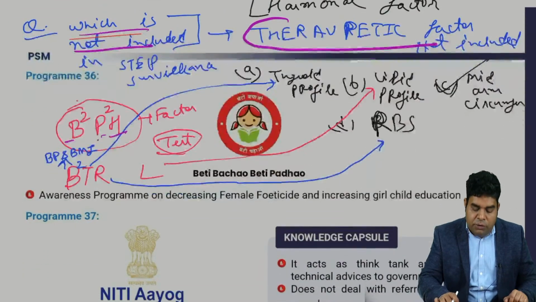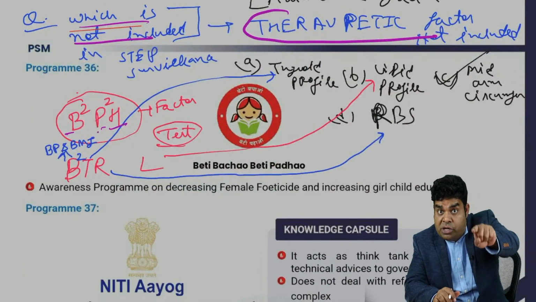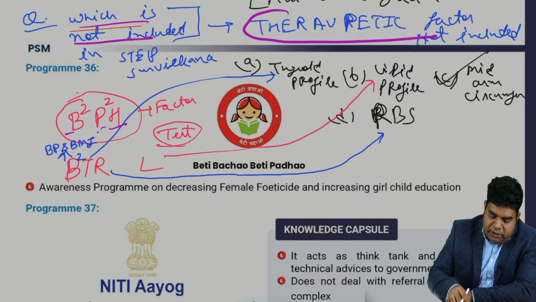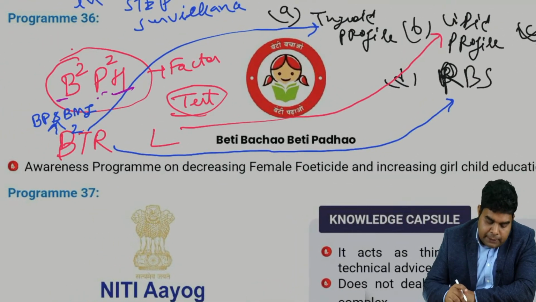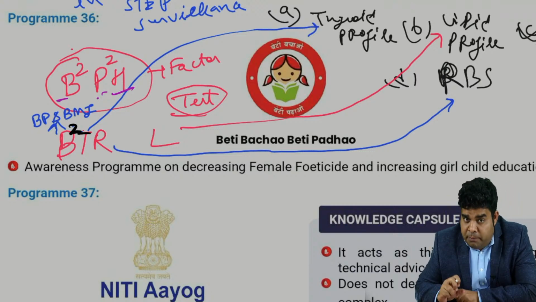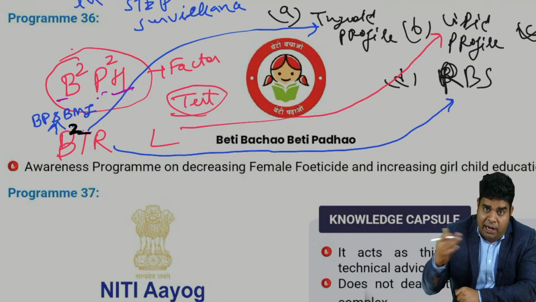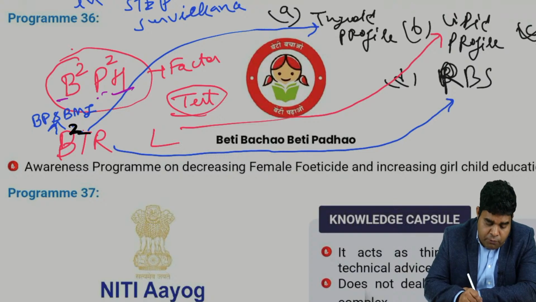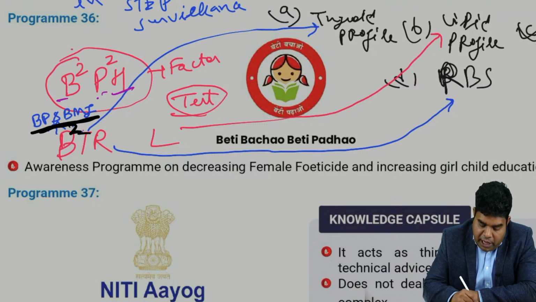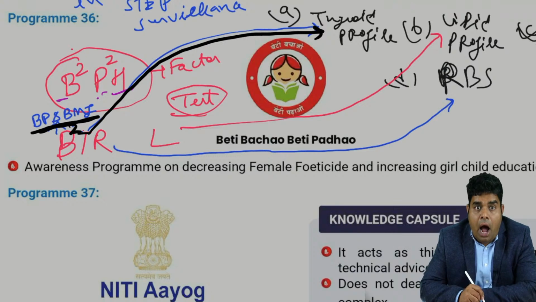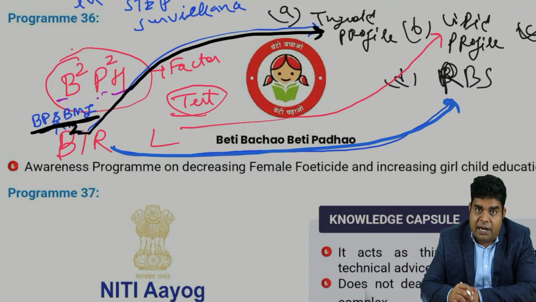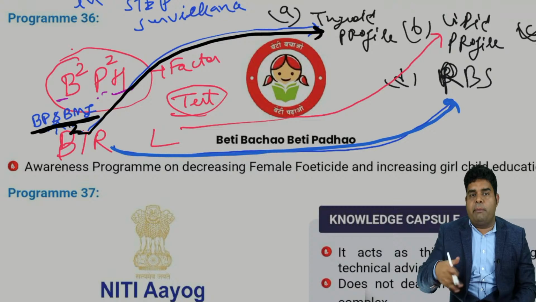Then sometimes they ask which test is not included in STEPS surveillance. This is the question which is expected in the NEET exam. For that, we have to know which tests are included. A student gave me a very good mnemonic for all the tests, BTR love. I don't know why. First B is BP and BMI, 2 things. T stands for thyroid profile. R stands for RBS. And L stands for lipid profile. So with BTRL, you can remember all the tests done under it.